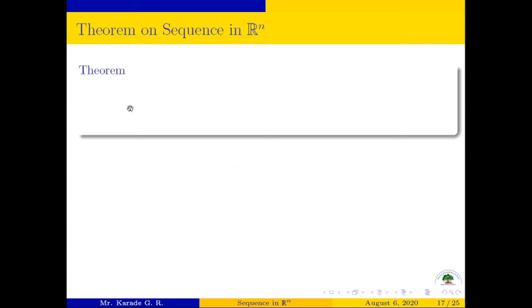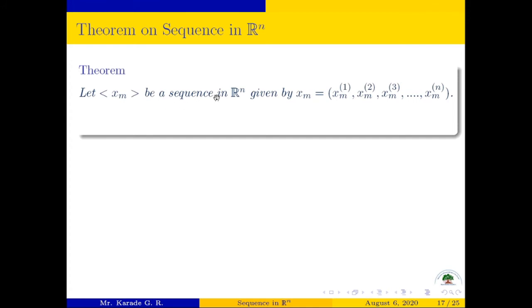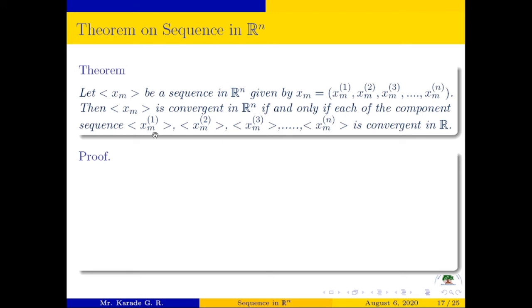That is an important theorem. We state this theorem first. Let xm be a sequence in Rn given by xm equal to an ordered n tuple with n components. The first component is xm1, the second component is xm2, the third component is xm3, dot dot dot, and the nth component is xmn. So all these components are nothing but sequences in R. Then xm is convergent in Rn if and only if each of the component sequences xm1, xm2, xm3, dot dot dot, xmn is convergent in R.